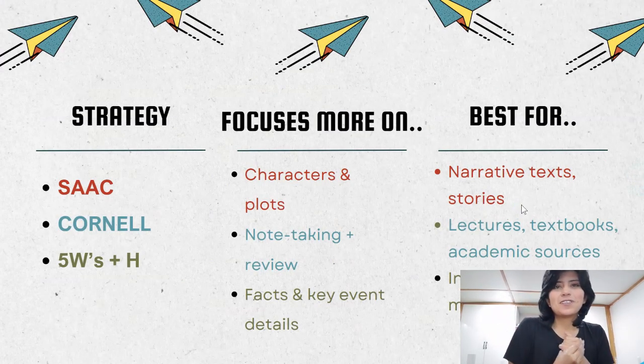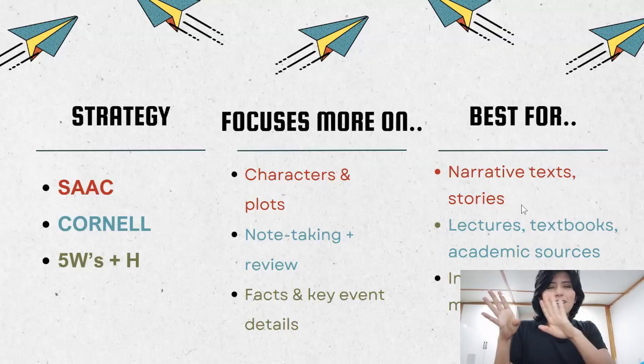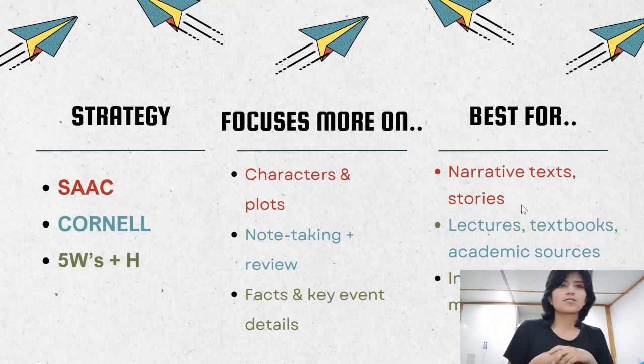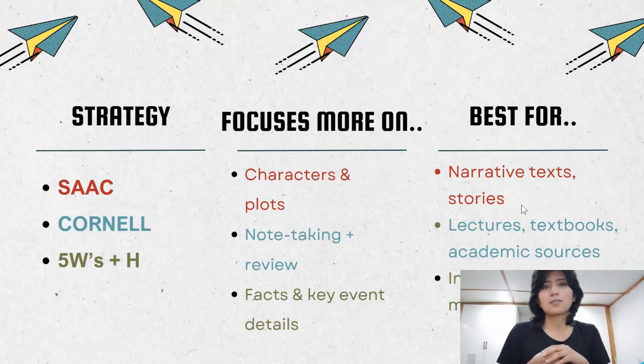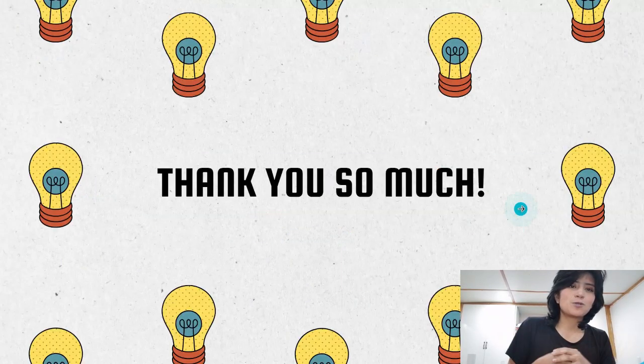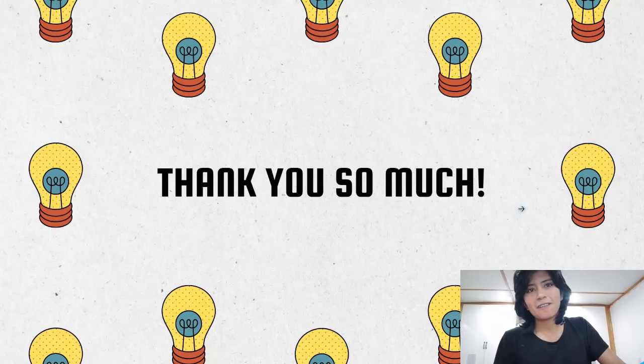To end this video, I have a quick comparative chart where the SAG strategy focuses more on characters and plot and is best for narrative text. Cornell is better for note-taking or for studying, and it applies to textbooks and academic sources. And the 5 W's plus H is important to notice the facts and key events, and it helps with academic text.